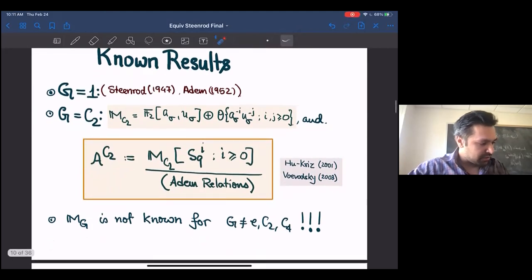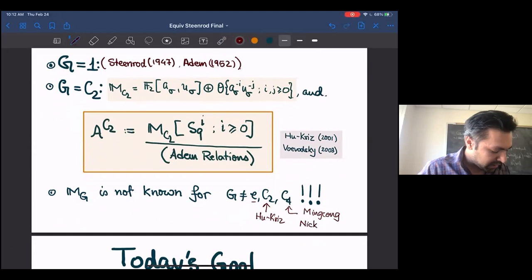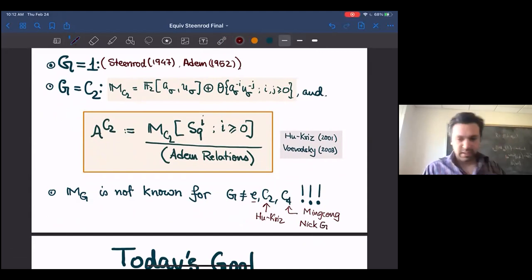So now I want to point out the difficulty here. Forget about knowing the Steenrod algebra. Even the coefficient ring is only known for the trivial group, which we know is F2, for C2, which is a computation due to Hu and Kriz, and for C4, which is a computation due to Ming Kong and a student of Peter May, Nick, whose last name I'm not going to pronounce correctly, so I'm going to say Nick Chi.